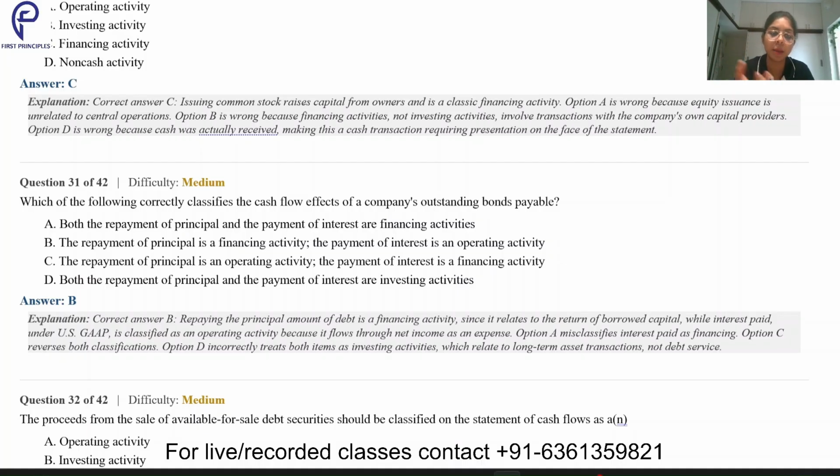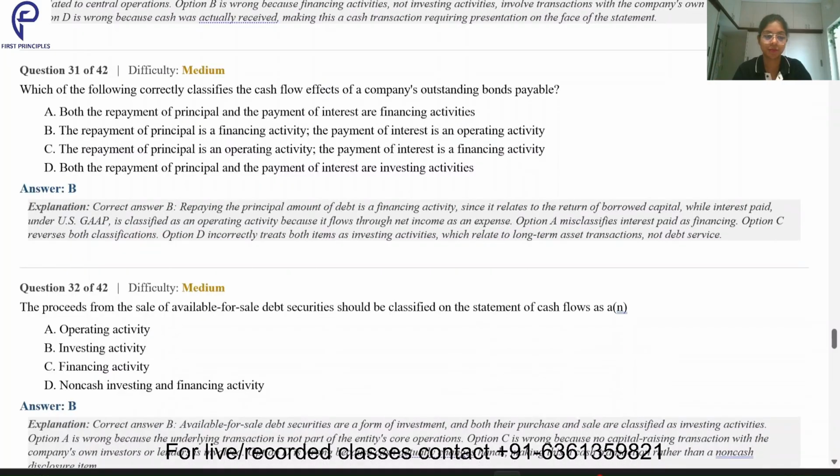And option D, both the repayment of principal and repayment of interest are investing activities. No, not at all possible, because this is the company's own outstanding bonds payable. So that's why option B will be my correct answer.